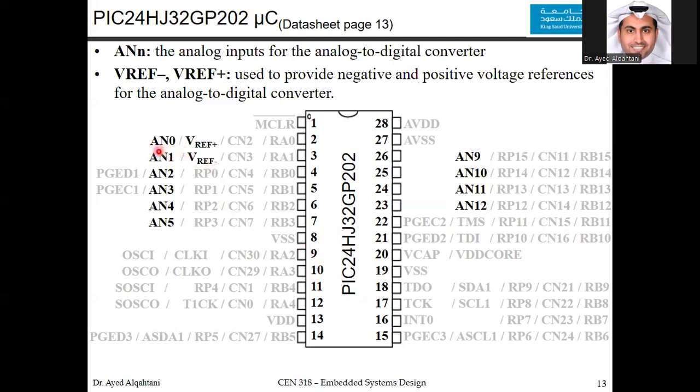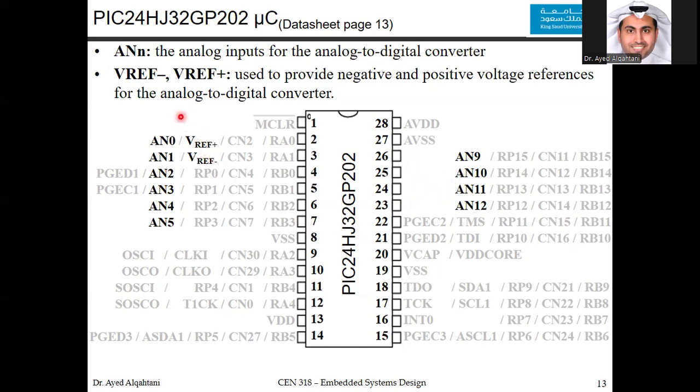Here we have the AN0 all the way to AN12. You can see that we have 0, 1, 2, 3, 4, and 5. 6, 7, and 8 are not there. And then 9, 10, 11, and 12. This is for the analog inputs. So some of the pins, you can make them digital or analog based on your preference. We will revisit those and we will see how to deal with them when we talk about the analog to digital converter modules.